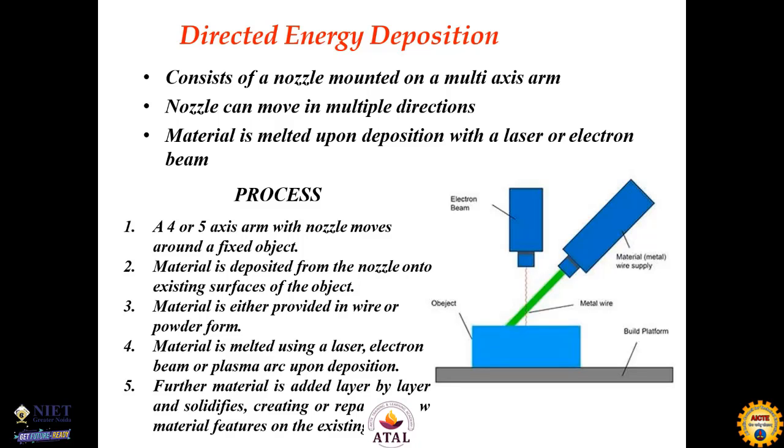In this process, a 4 or 5 axis arm, you can say a robotic arm, can be used for the DED process, with the nozzle moving around a fixed object. Material is deposited from the nozzle onto existing surfaces of the object. Material is either provided in wire or powder form. Material is melted using a laser, electron beam or plasma arc upon deposition. Further material is added layer by layer and solidifies, creating or repairing features on the existing object.